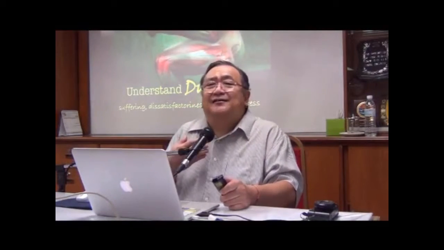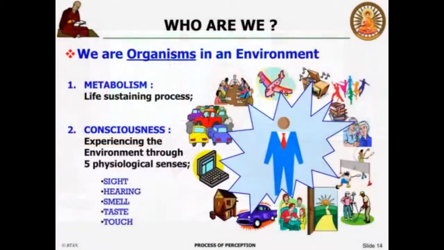So who are we at the end of the day? And the bottom line is, we can only say we are organisms in an environment. And we interact with the environment. And in this process of organism interacting in the environment, there are two important things going on. The first is metabolism. This organism depends on the body. Without the body, there is no consciousness, there is no mind. Mind doesn't stand alone. Mind is not an entity. It is an activity arising from the activity in the body.